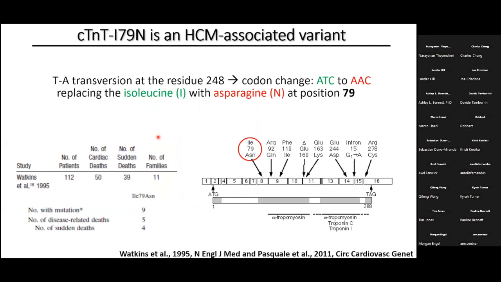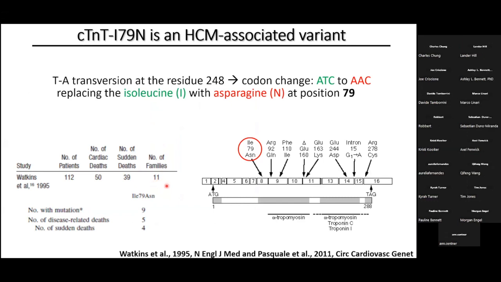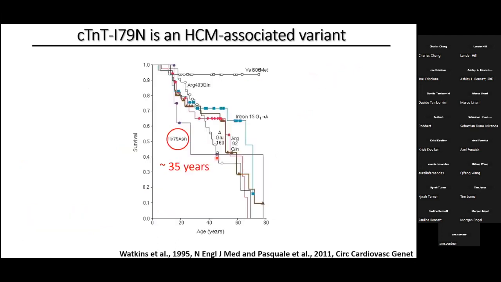Now, being a little more clinical, back in 1995, a study was published where 112 patients from 11 families were screened for mutations in sarcomeric proteins. Nine members of these families demonstrated a normal allele and a mutated allele with a TA transversion at residue 284. So there was a codon change from ATC to AAC, replacing the isoleucine with an asparagine at position 79, causing the I79N variant.